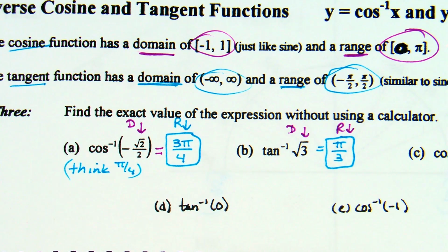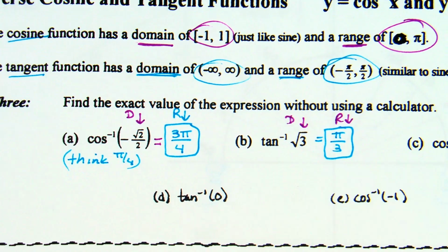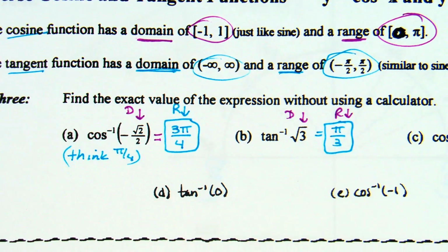Now, because I'm running out of time, I'm going to skip C for a moment, because C is a little bit of a challenge. I want to get some basics with D and E out of the way. And if we have time, we'll come back to C. Okay? Let's talk D. Tangent inverse of 0.